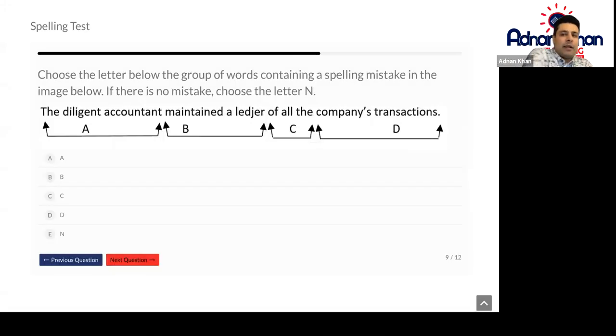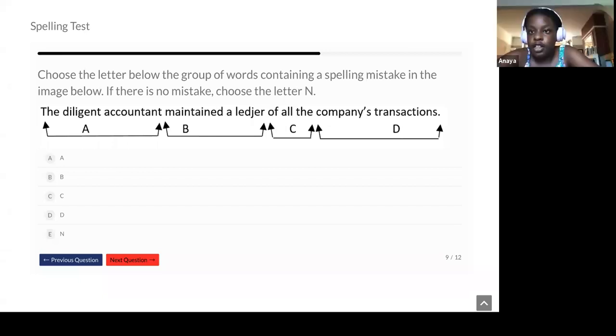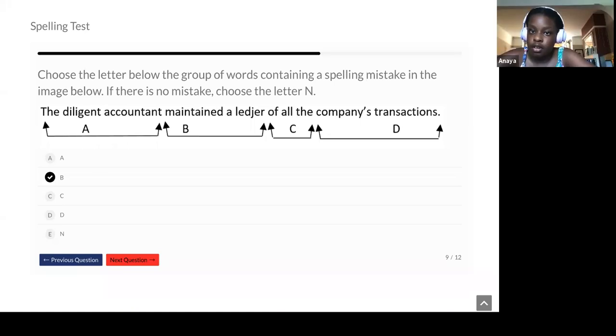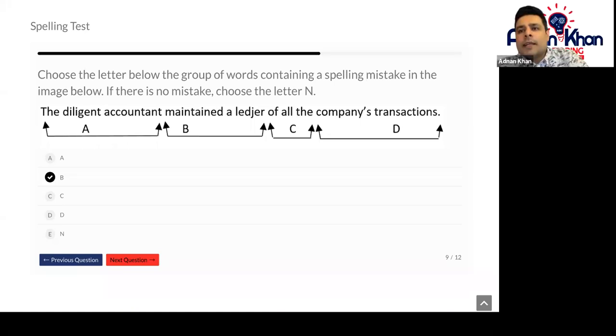Let's do one more, Anaya, while you're here. Question number 9. I think it's C. Because ledger is spelled wrong. The diligent accountant maintained a ledger of all the company's transactions. A ledger is like a book where you have lots of accounts inside, numbers, money coming in, money going out, and you keep a record of all the money that's coming in and going out. Ledger is supposed to be spelled ledger. So well done there for that.